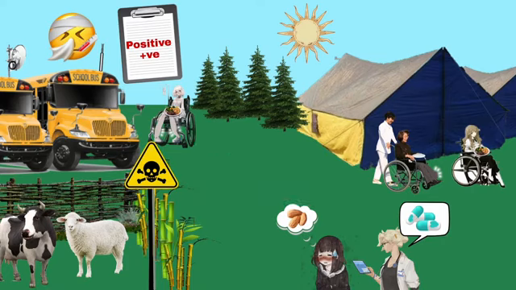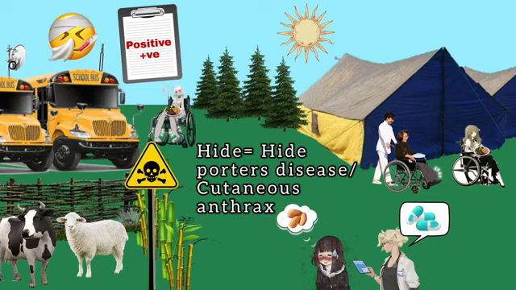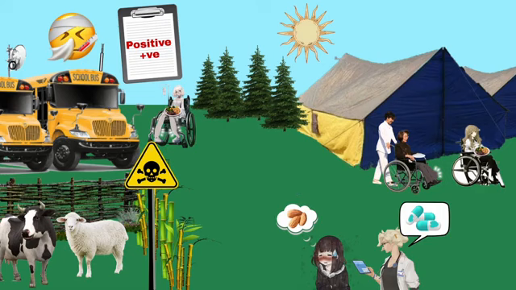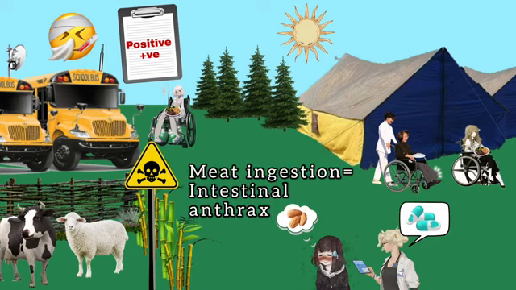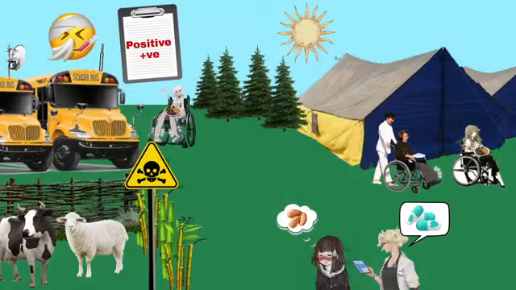So anthrax is also of three types. From the skin or hide, it causes Hide-Porter's disease, which is also called cutaneous anthrax. From the wool, the disease is Woolsorter's disease, which is called pulmonary anthrax, and from the ingestion of meat, it causes intestinal anthrax. That's it for today's video.